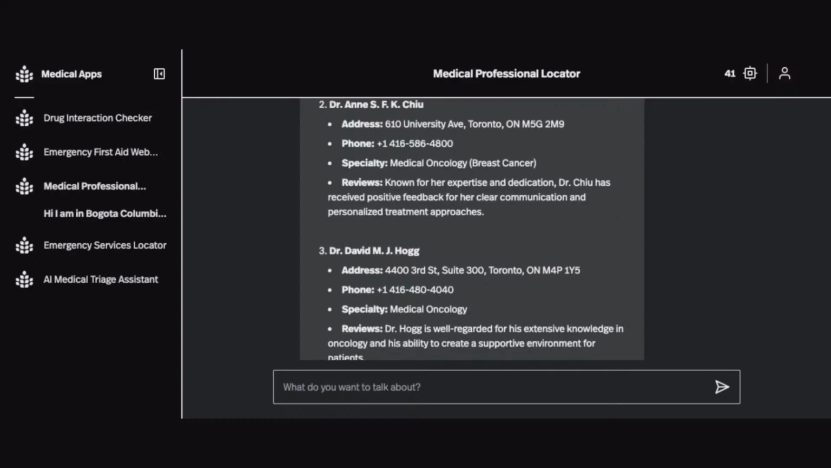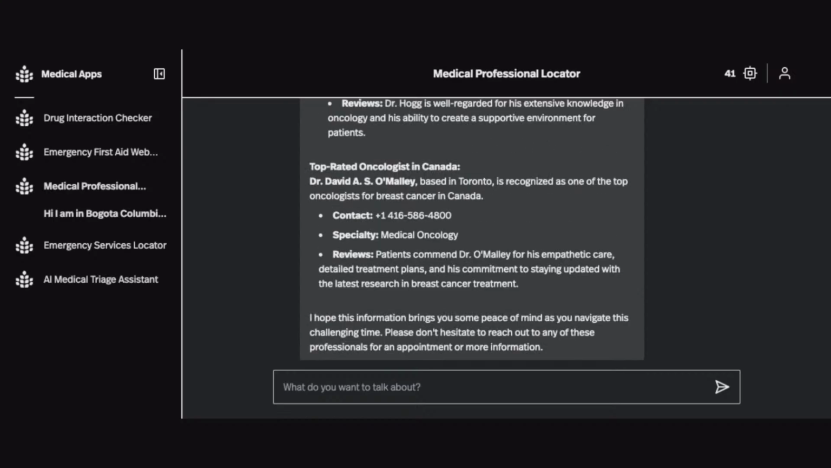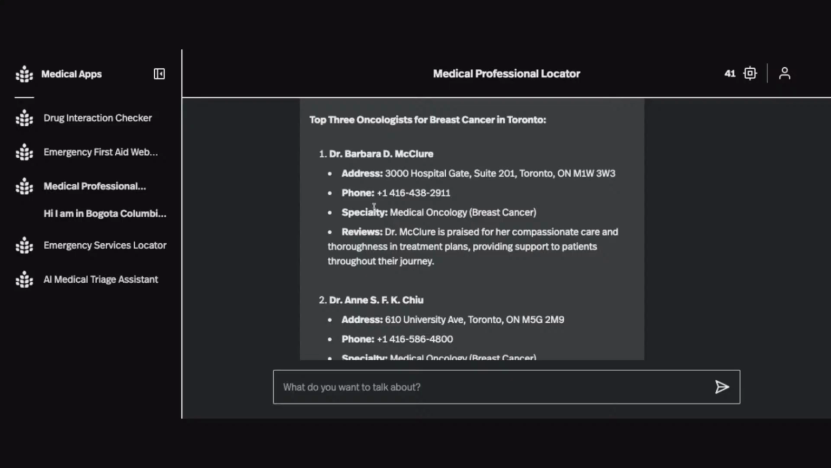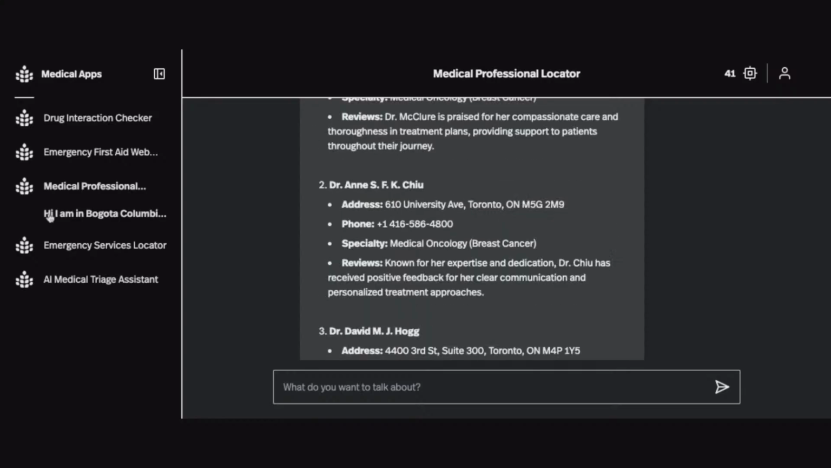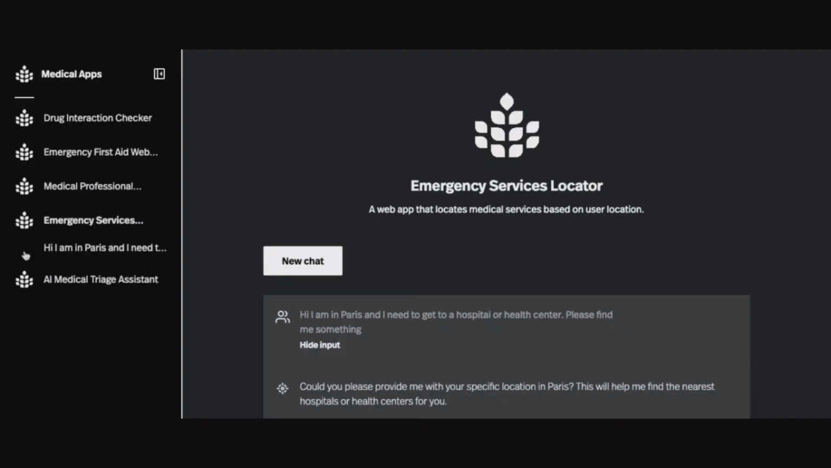So you don't have to sift through who's really good at what in the medical field. It will pin down the people with the best reputations for patient outcomes and write it right here for you. And you can see it'll give you the address, their phone numbers, their speciality, and the reviews. Very useful tool. Let's move on to the emergency services locator, which is really what I did in the other app here.